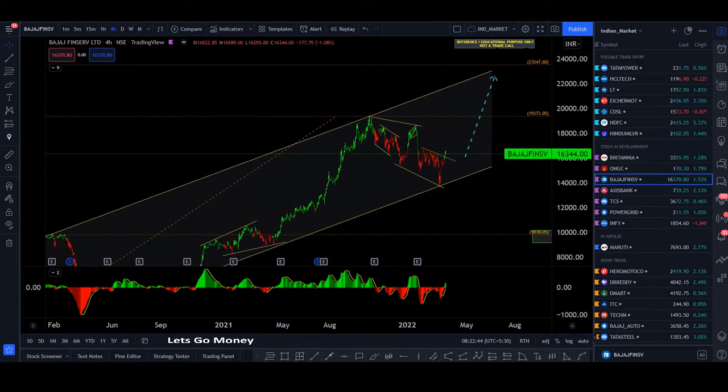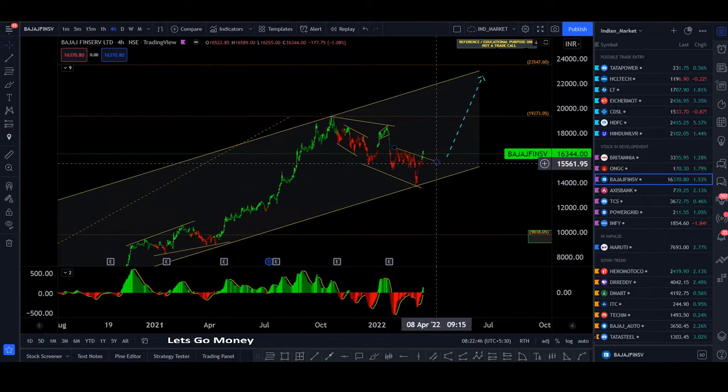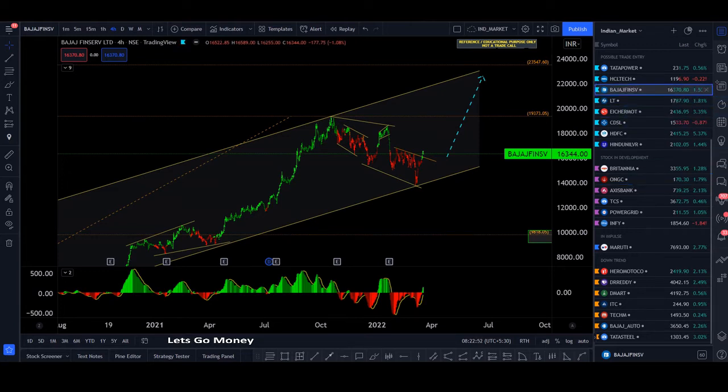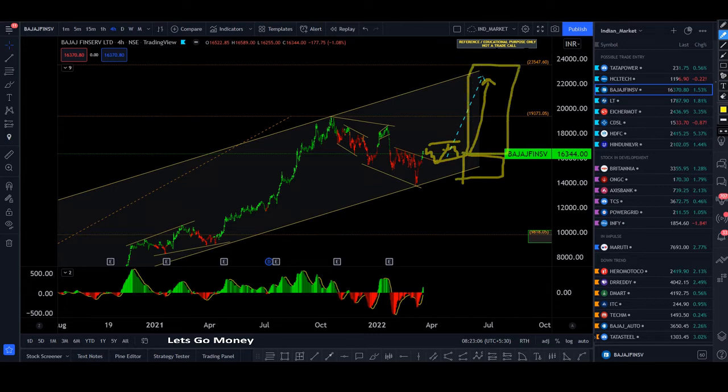Bajaj Finance has done a very good job. So this is definitely a trade setup. So we need to change this to a new trade setup possibility, where if we get a consolidation somewhere here, we should definitely enter for a longer run, and this should give a better risk to reward ratio. Hopefully this happens in a few weeks.